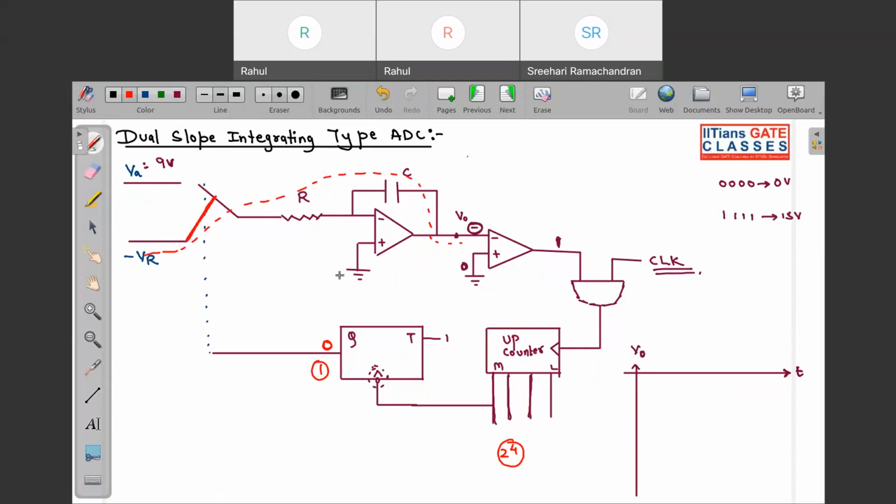Is this clear? Tell me. Is this clear, Srihari? The working of this circuit?